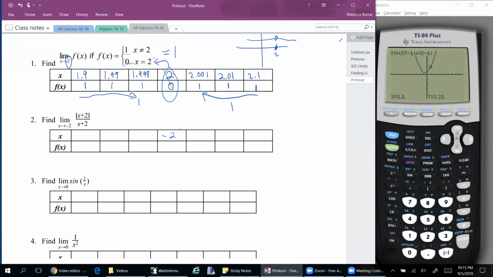Now remember with your negative numbers, -1.999 is bigger than -2. Then -1.99. And then smaller than -2 would be -2.001.